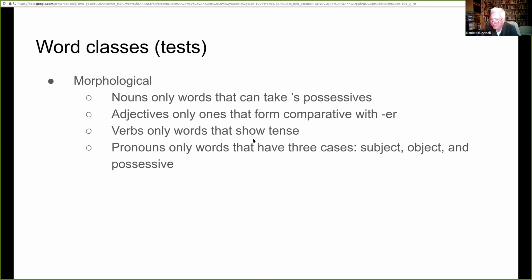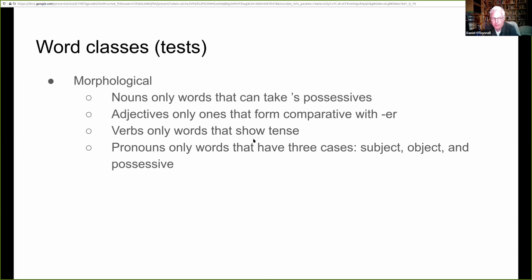So here's some examples of morphological tests that we used. You may not have covered all of them, and these are not all of them. Between Murray's chapter and my Essential Grammar 2, there's a fairly complete list of them. But for example, nouns are the only words that can take apostrophe S possessives. Not a great one, but it's true. Adjectives, and these all apply specifically to English. They're not cross-linguistic in any way.